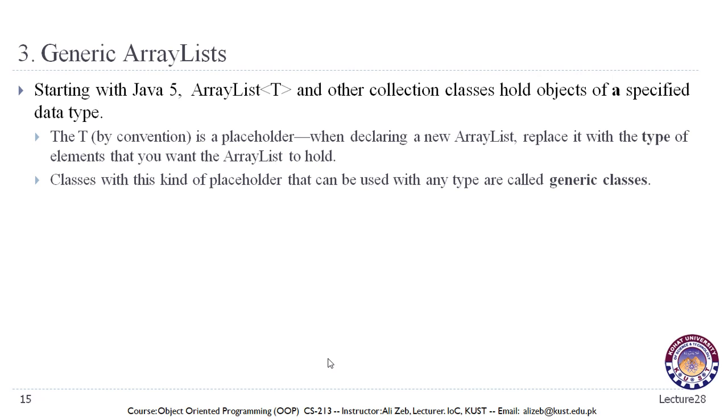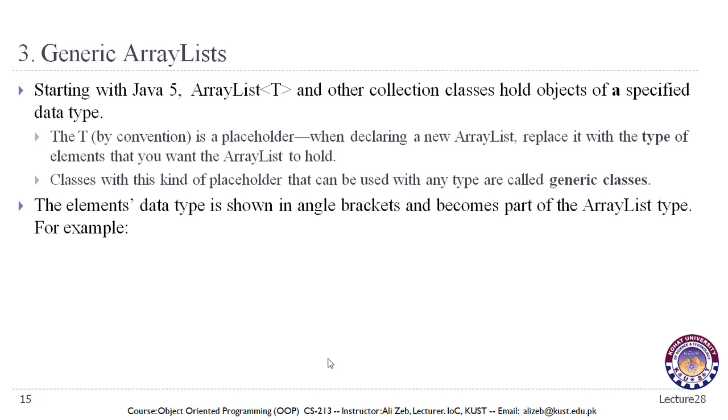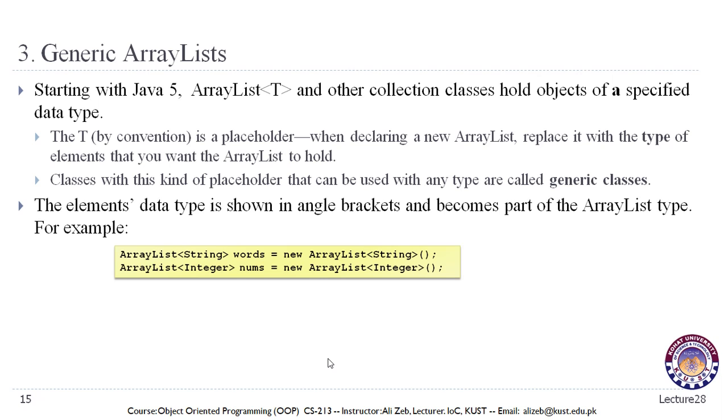Classes with this kind of placeholder that can be used with any type are called generic classes. The element's data type is shown in angle brackets and becomes part of the array list type. For example, this is the recent method of how we can use an array list. So we can declare the data type over here, and this will store string objects, and this one will store integer objects.